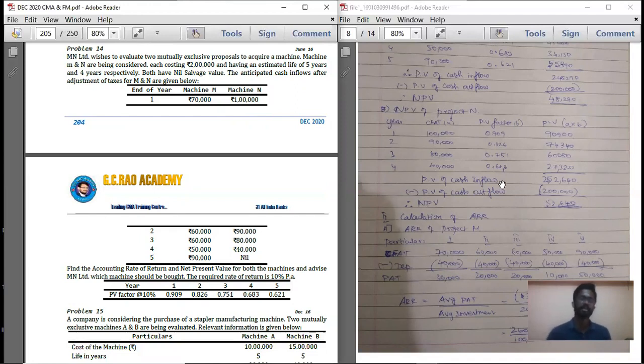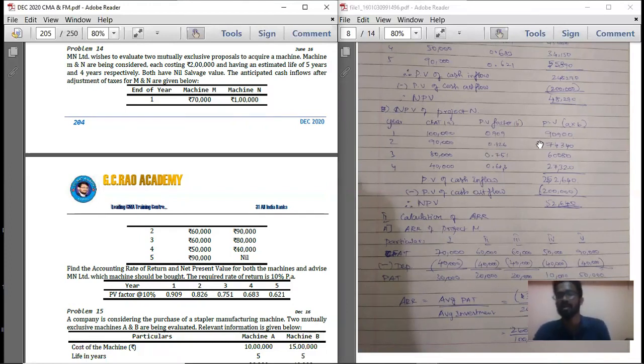Now we have just copied the values, the CFAT they have given for machine N, and the PV factors for all 4 years at the rate of 10%. Now if you multiply CFAT into PV factor, you will get the present value of cash inflow for every year. So now multiply it. 1 lakh into 0.909, you are getting 90,900.